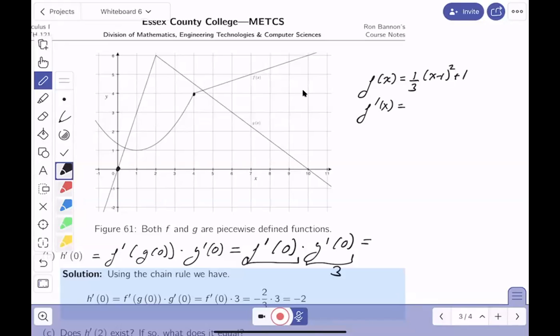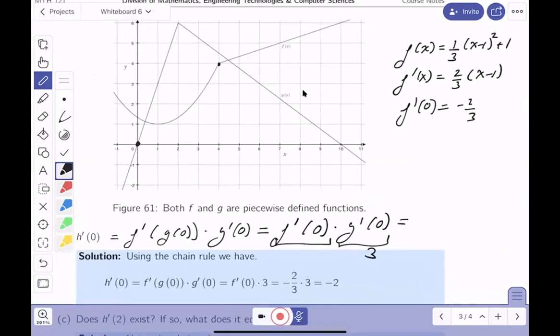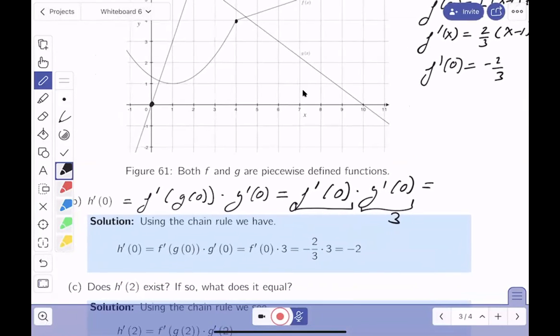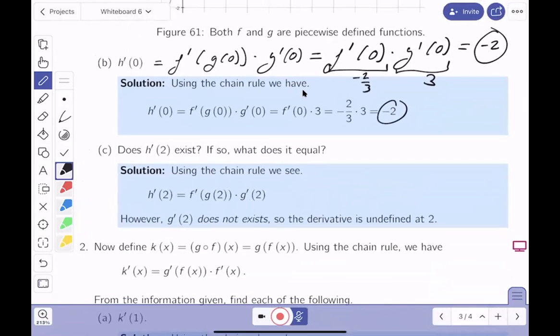So let's write down f prime again. It's a lot of work though, isn't it? 2/3 x minus 1. And I want to know what f prime is at 0. What does that give me? Minus 2/3. Now, Grant, someone said, could I draw that in a picture? Yeah, probably could, but it might be tough. What does this give me? Minus 2. We feel good.